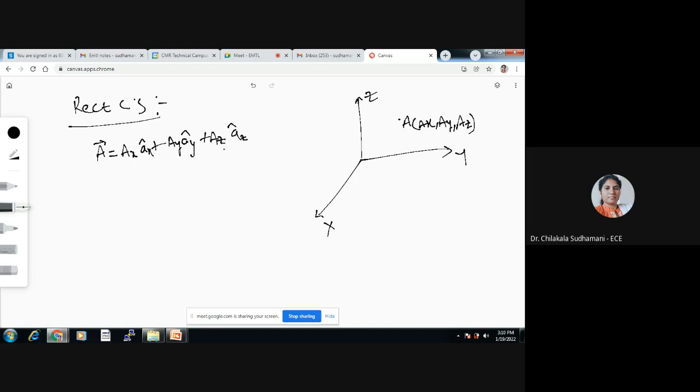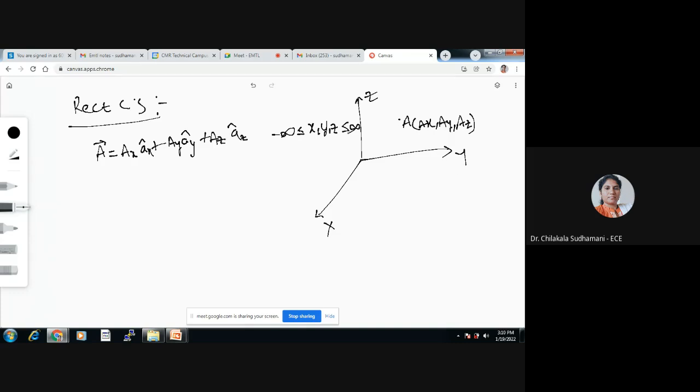And for xyz, is there any limit? What range of values do they take? There is no limit for x, y, z. The range is given as minus infinity less than or equal to x, y, z less than or equal to plus infinity.